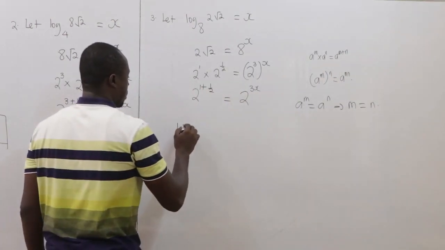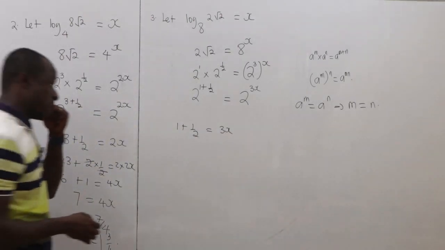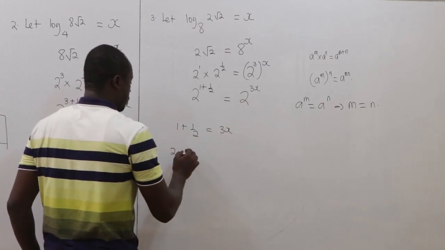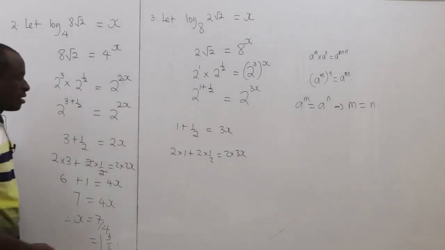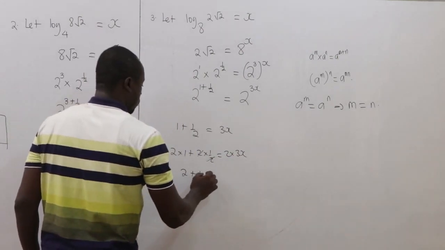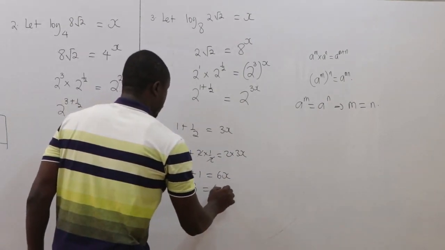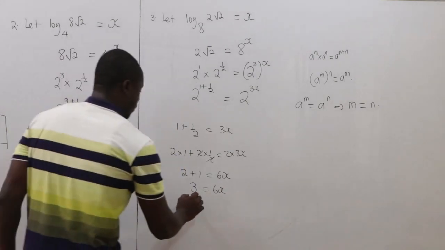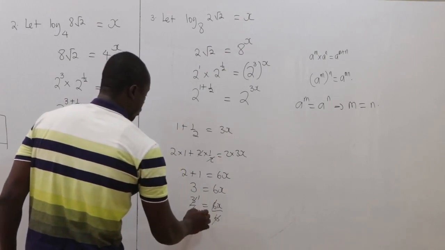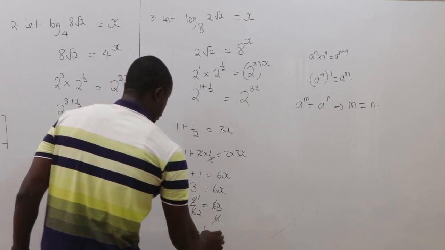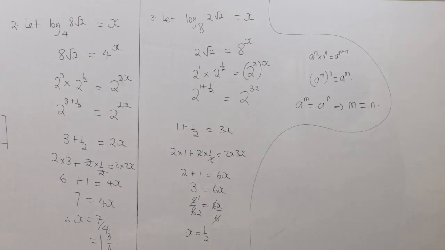So hence we have 1 plus 1 over 2 equal to 3x. Bases are the same. We equate the exponents. Now, what is the LCM? LCM is 2, so we have 2 times 1 plus 2 times 1 over 2 equal to 2 times 3x. Now this is cancelling out, so 2 plus 1 equal to 6x. 2 plus 1, we have 3 equal to 6x, so we have 3 over 6 equal to 6x over 6. This is cancelling, so we have our x is just equal to 1 over 2. Very easy, very trivial. Let's see the fourth question.